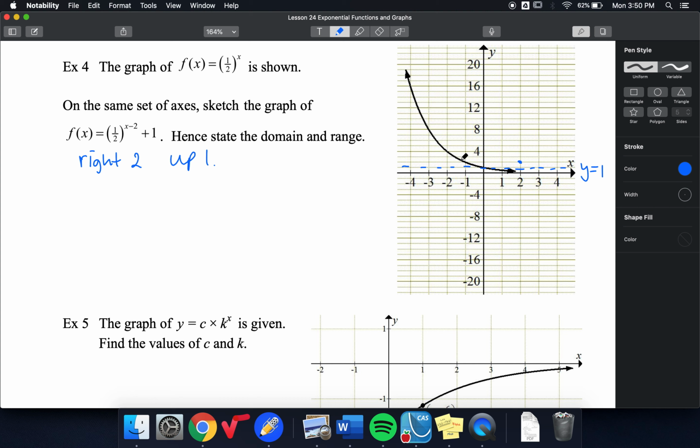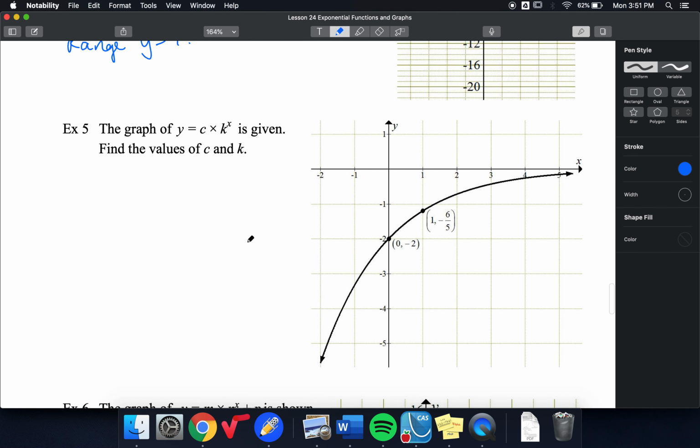I know that normally I would have the point (-1, 2). So I'm going to go up 1 and then right 2. This is at (4, right 1, up 2). And there's my graph. So same shape, just moved up 1, right 2. My domain stays all reals. My range is now y is greater than 1.